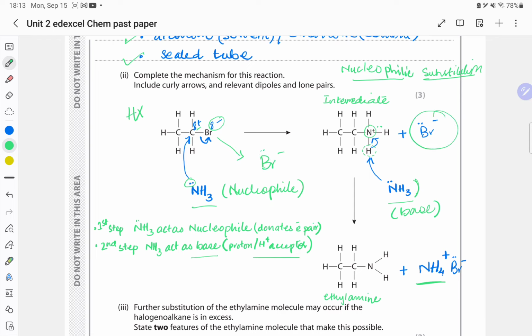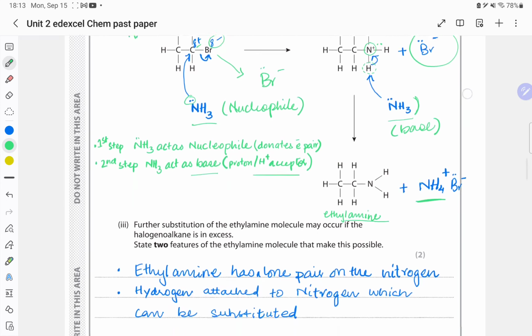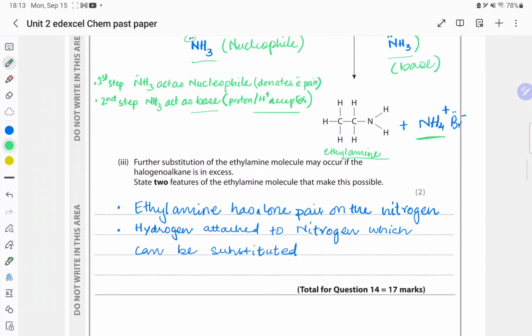So now what happens? We have got an ammonium ion and bromide ion, and then we have got ethylamine as a product. So part 3 says further substitution of ethylamine molecule may occur if the halogenoalkane is in excess. State 2 features of the ethylamine molecule that make this possible. So here, because it's of 2 marks, you have to give at least 2 points.